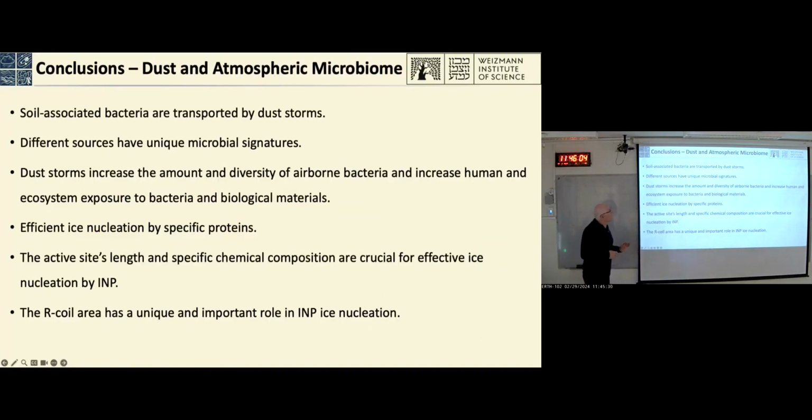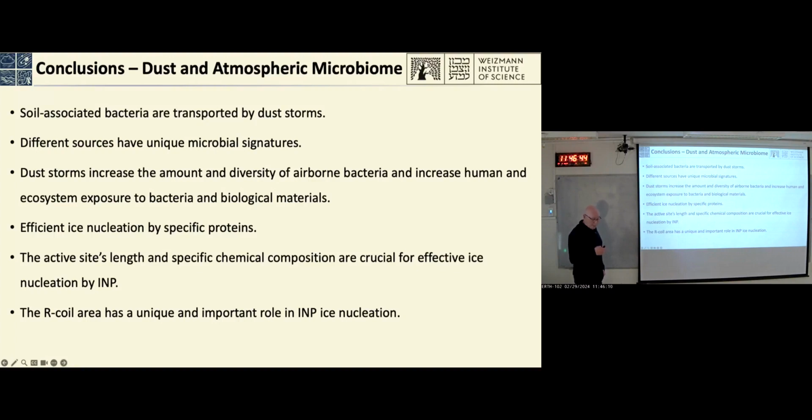So I'd like to conclude here about dust and atmospheric microbiome. We saw that soil-associated bacteria are transported by dust storms, and different sources actually have unique signatures. I didn't show you that, but we can see by the signature if the dust comes from the Sahara or from Syria. It has slightly different ecological features. Dust storms increase the amount and diversity of airborne bacteria and increase human and ecosystem exposure to bacteria and biological materials.